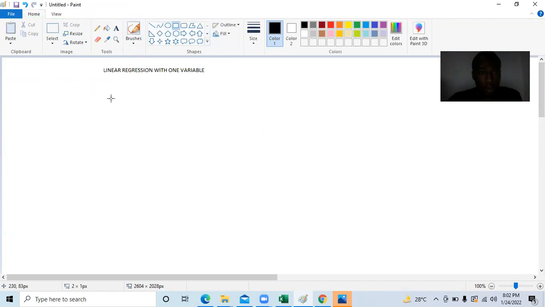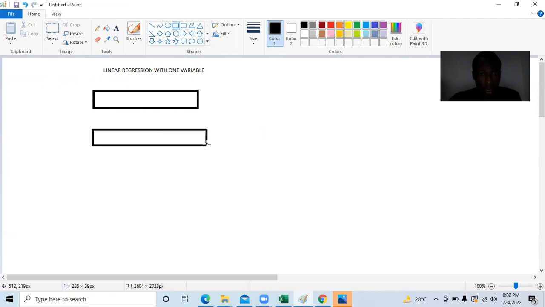Let me see how this would be. All right, so this is the central dogma of machine learning or data science. This is the central dogma. I'll need to put this down. So for example, I want to have this.